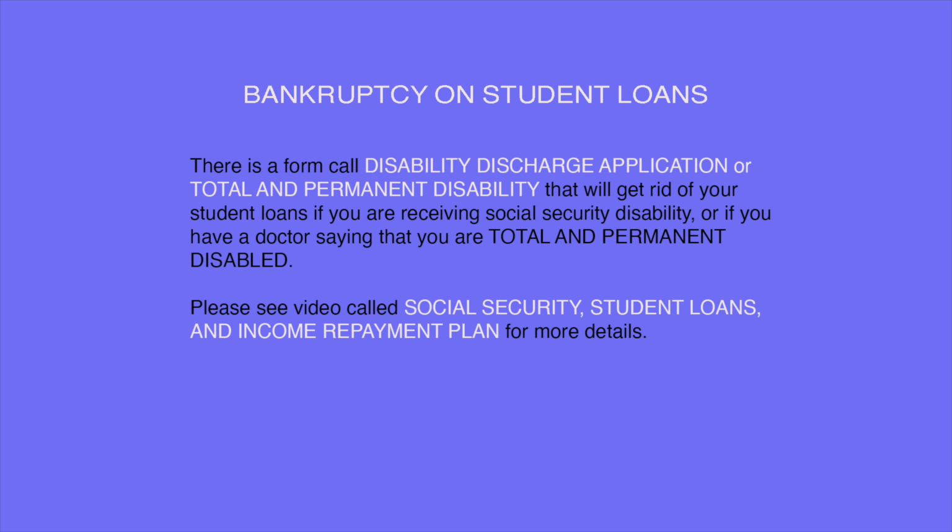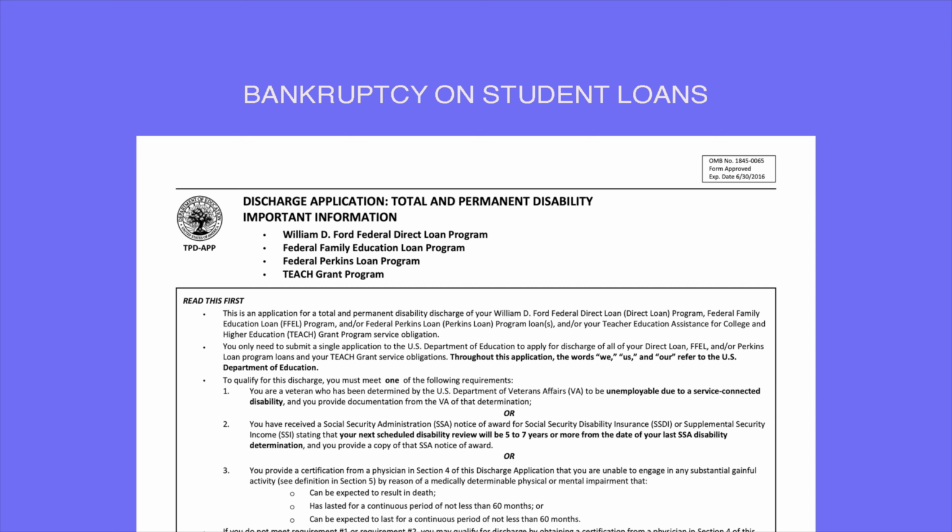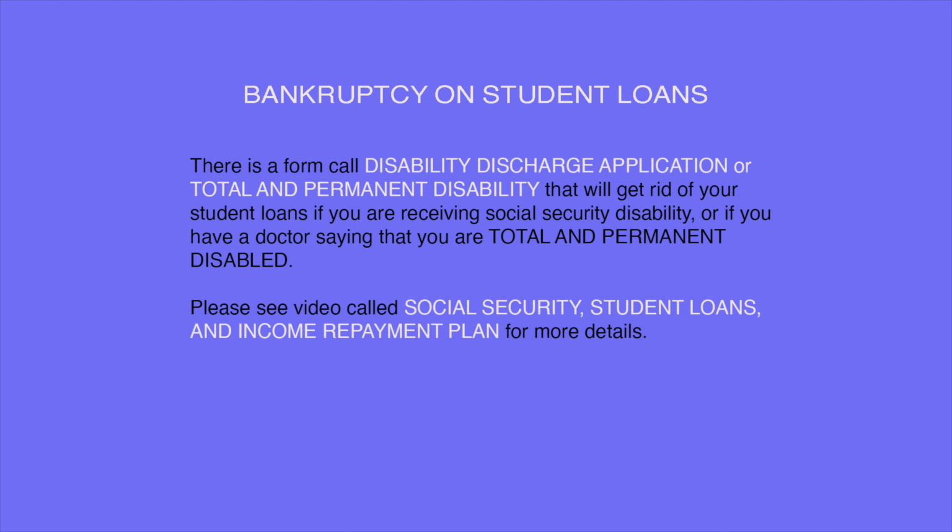There is a form called Disability Discharge Application, or Total and Permanent Disability, that will get rid of your student loans if you are receiving Social Security disability, or if you have a doctor saying that you are total and permanent disabled. Please see the section called Social Security, Student Loans, and Income Repayment Plan for more details.